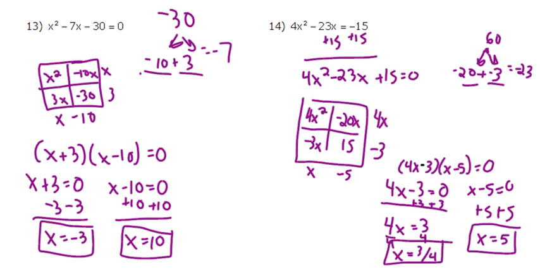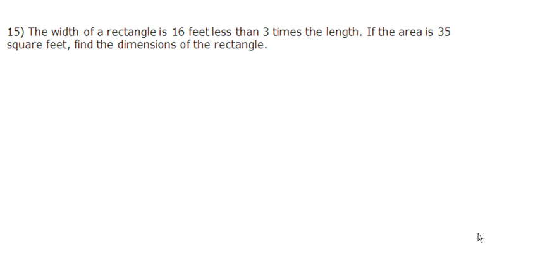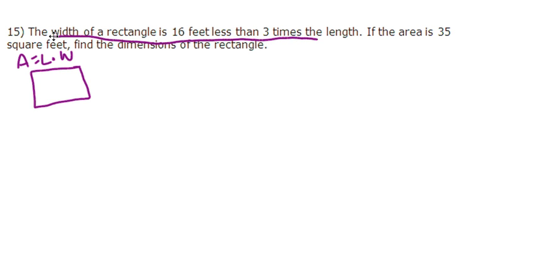Then lastly, here's 2 word problems. The concept is still the same for these, you just have to think a little bit. So we're looking at a rectangle, and we're dealing with area. So I know area is length times width. It doesn't tell me anything about the length and width, but it does tell me that the area is 35. But it tells me that the width is 16 feet less than 3 times the length.